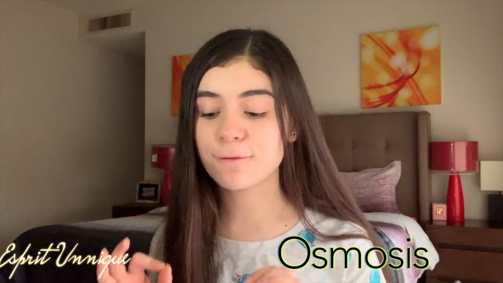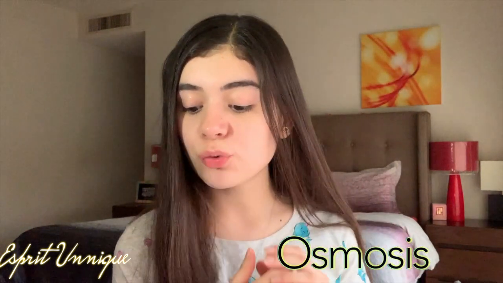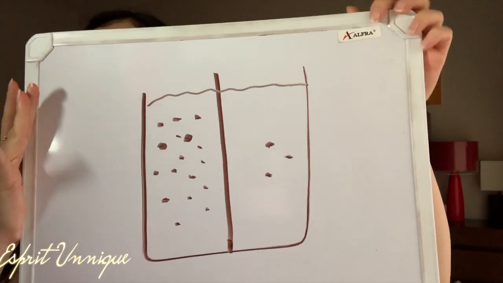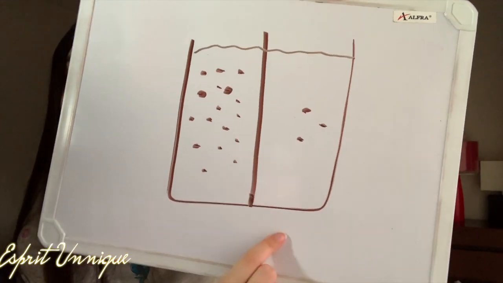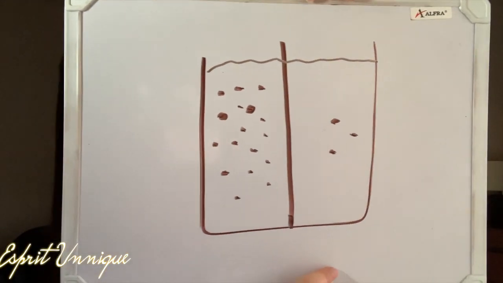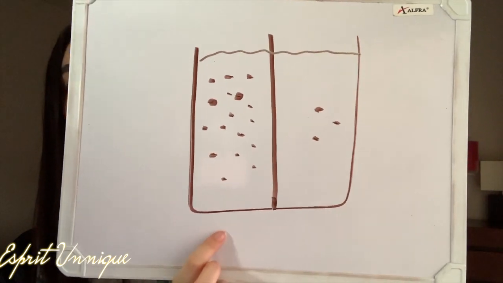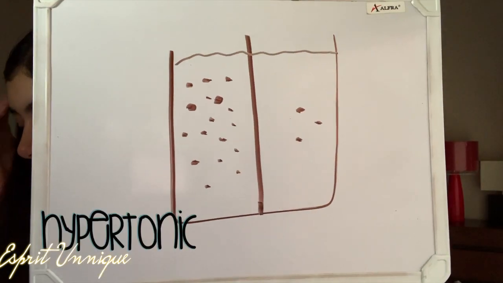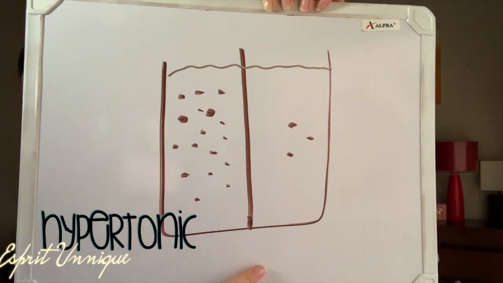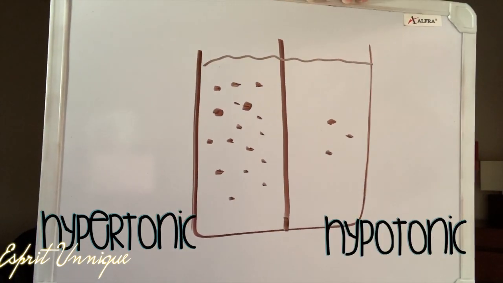Osmosis is the diffusion of water across a semipermeable membrane. Okay, I've drawn this in order for you to understand a little bit more. Here we have a lot of solute, and here we have very little amount of solute. The large amount of solute is a hypertonic solution, and this is a hypotonic solution.